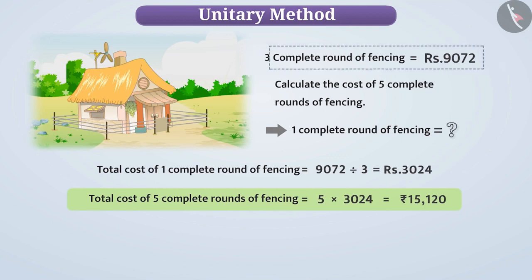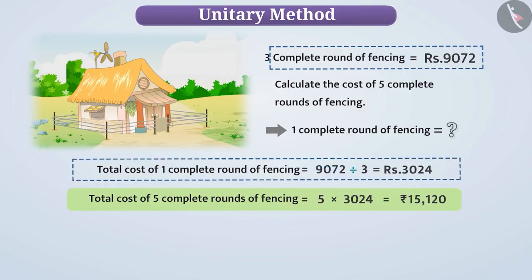Remember that if we are given the cost of more than one object, then dividing the cost with the number of objects would result in the cost of one object. Then, the outcome is multiplied with the number of objects to get the cost of as many objects as wanted. Let us understand it with some more examples.